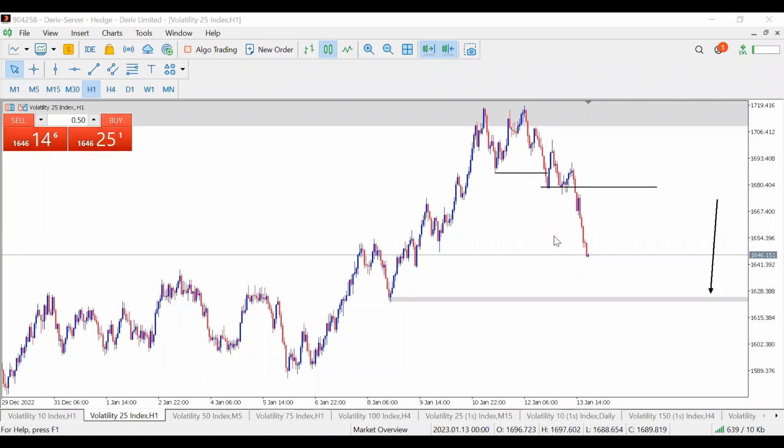Hey, we are back again on Volatility 25 index, and this is how the market looks. You see, it broke this level here, and then it went down, and I still believe it's going to go down all this way to this point here. Yep, our analysis is going the way we predicted.